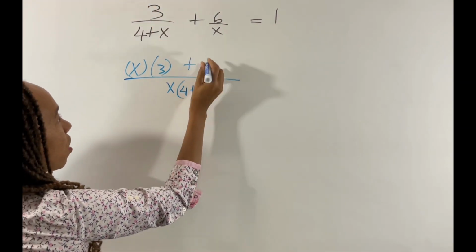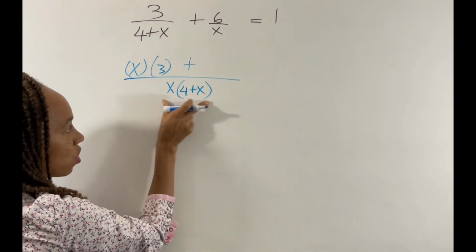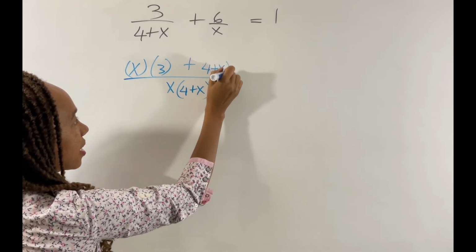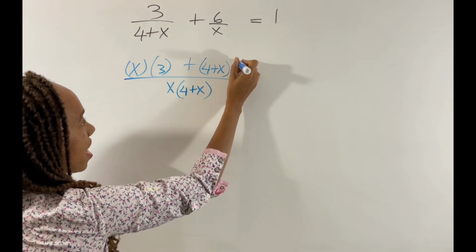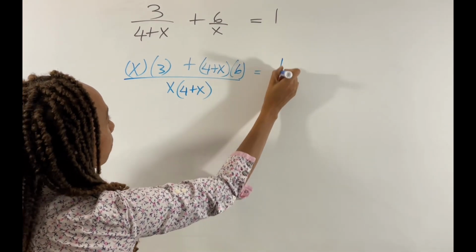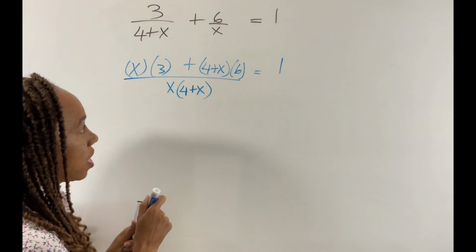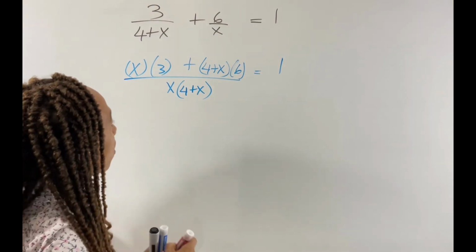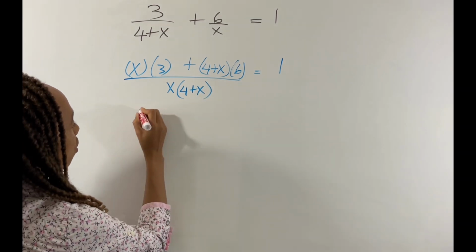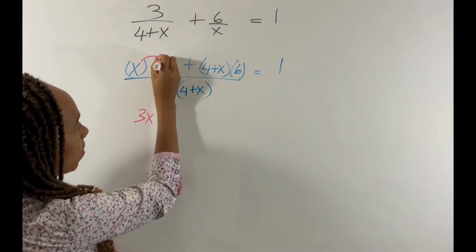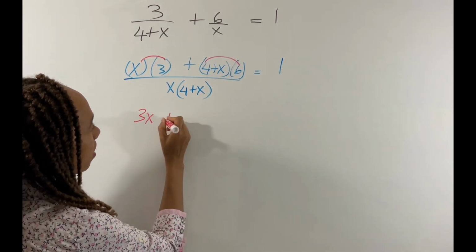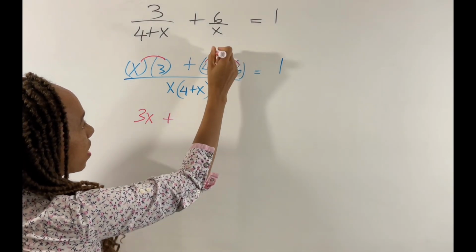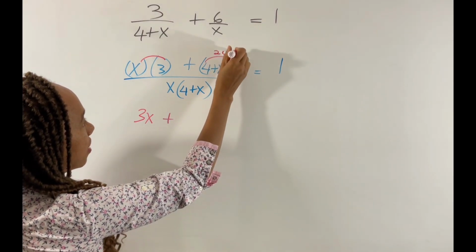We're going to bring down our addition sign. x into this is going to be left with 4 plus x. Put the parentheses there and multiply by 6. You must put the parentheses there. If you don't, then your answer will be incorrect. The next step that you're going to do now, you're going to multiply these out. So you have 3x. Multiply these. So you will end up with 3x plus, you will have here 24 plus 6x.